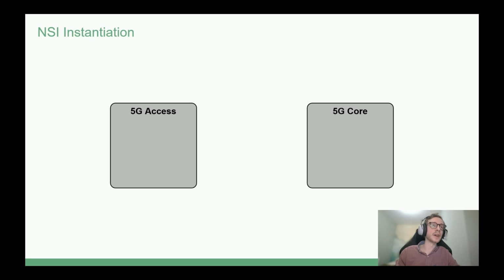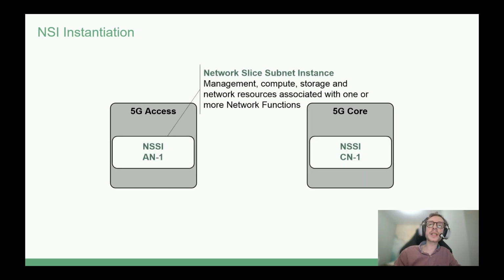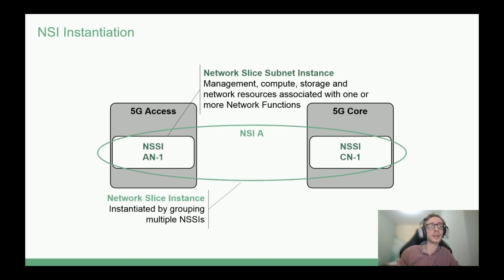So on the screen, we've got our 5G access network and we've got our 5G core. And our network slice instance is going to consist of multiple network slice subnet instances. So we're going to have an NSSI for the access network, and we're going to have an NSSI for the core network, and one for the transport network as well, potentially.